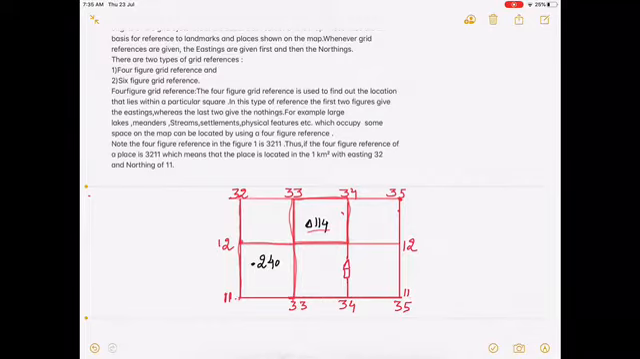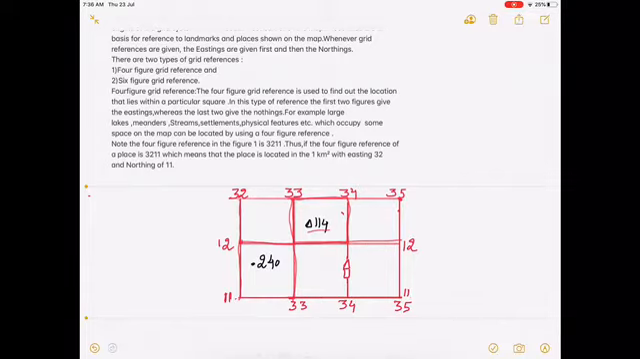In this type of reference, the first two figures give the easting. So if we write the grid reference, the first two figures, that means 33, is the easting, whereas the last two figures are the northing. What will be its northing? It is 12, right? For example, if we want to locate a lake, a meander, a stream, a settlement, a physical feature, etc., which occupy some space on the map, they can be located by using a four-figure grid reference.